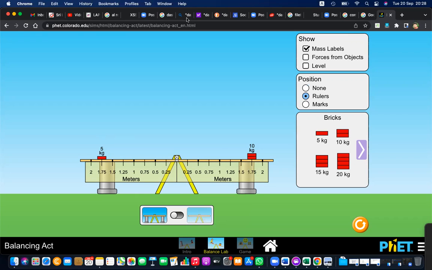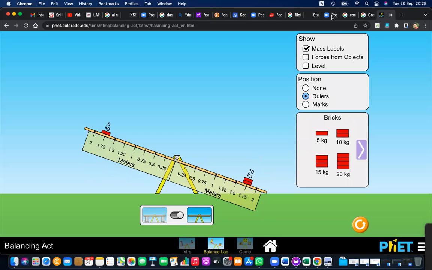Yes? Shami? Nadun? Don't know? Oh, come on, talk using your microphone. The 5 kg side will go up. Right, okay, the 5 kg side will go up. You can see it's going up.